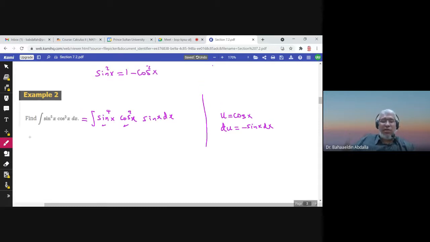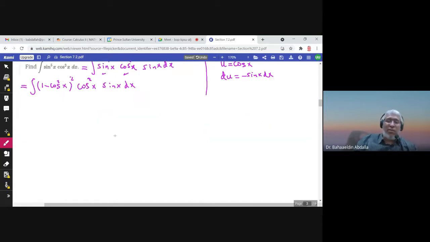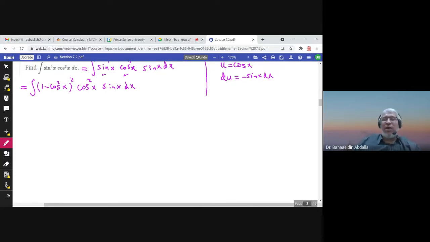So I can write this integral equals, I have sine to the power 4. So this is sine square squared. So I have 1 minus cosine square x. This is sine square raised to the power 2 times cosine square times sine x dx. And now I am ready to do the substitution, but I just need a negative sign. I can put it here and the negative sign outside. So I'll have negative integral.